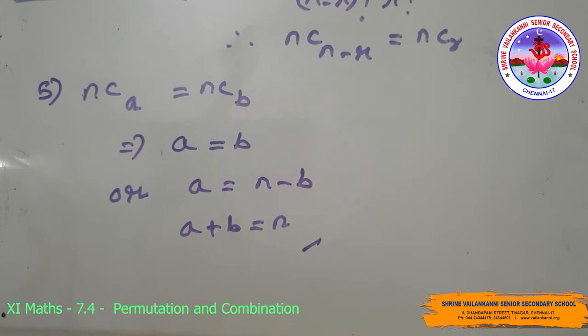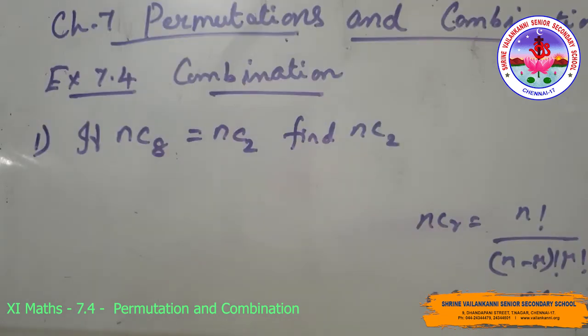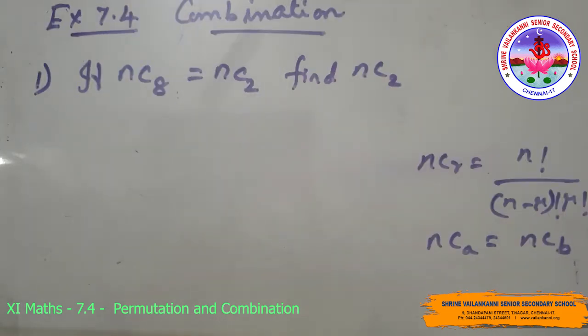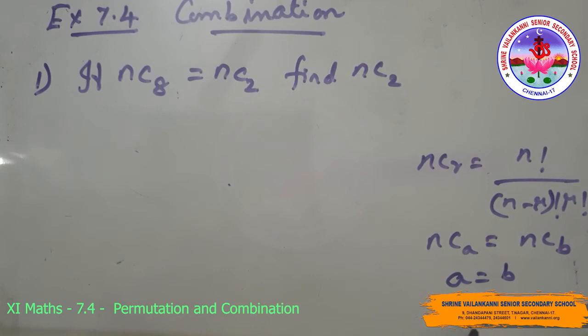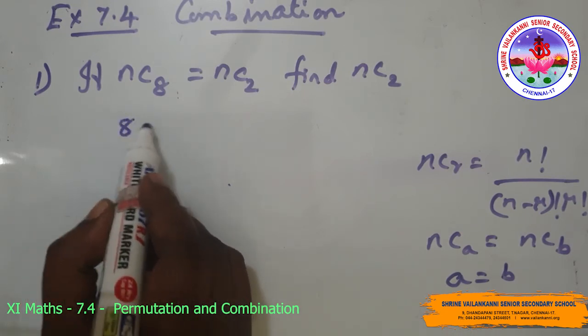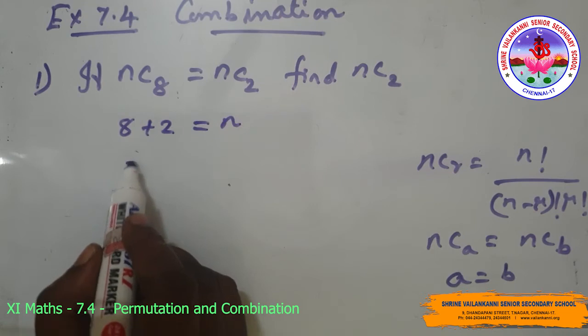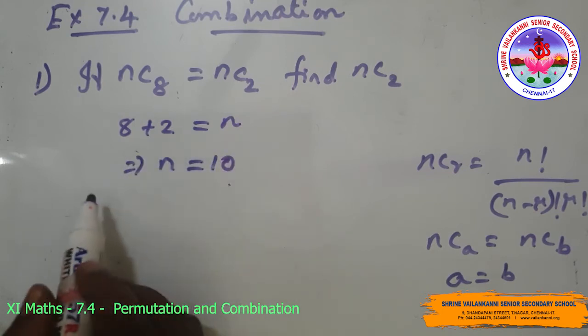So let's see exercise 7.4. First question: if NC8 is equal to NC2, then find NC2. Using the property NCA equal to NCB, either A equal to B or A plus B equal to n. So NC8 equal to NC2, we are using A plus B equal to n. So 8 plus 2 equal to n. We have n equal to 10.